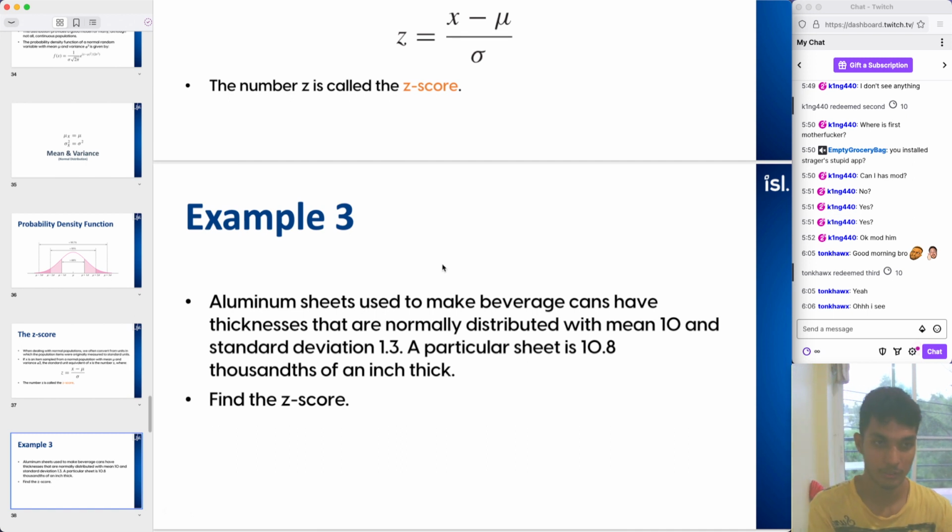Find the z-score, right? How do I... let's write it on iPad, I think. Yeah, iPad seems fine.